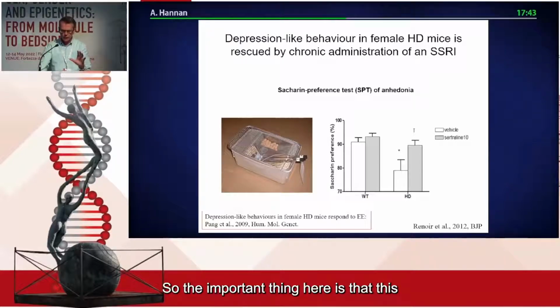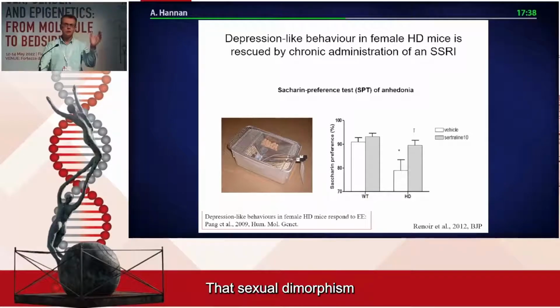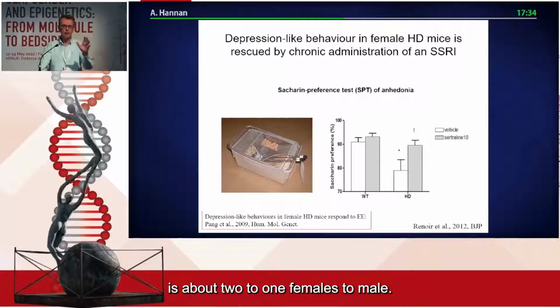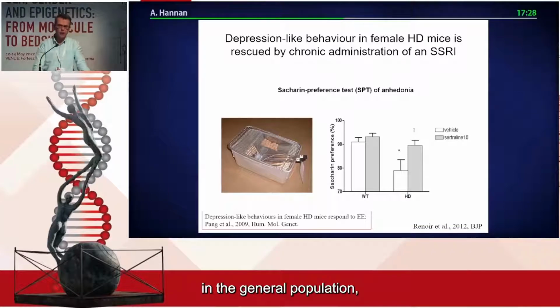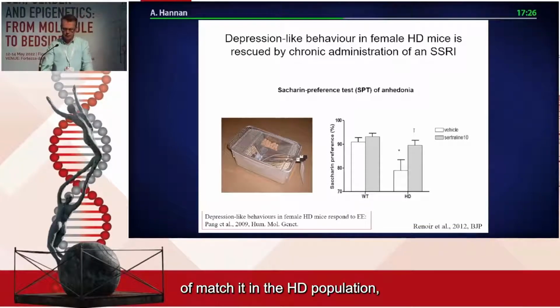So the important thing here is that we have face validity for depression, that the sexual dimorphism fits with clinical depression in the general population. It's about 2 to 1 females to males. So we're modelling the degree of sexual dimorphism in the general population, which we think kind of matches the HD population. We think it's somewhat similar. That's face validity, but finally we have predictive validity.